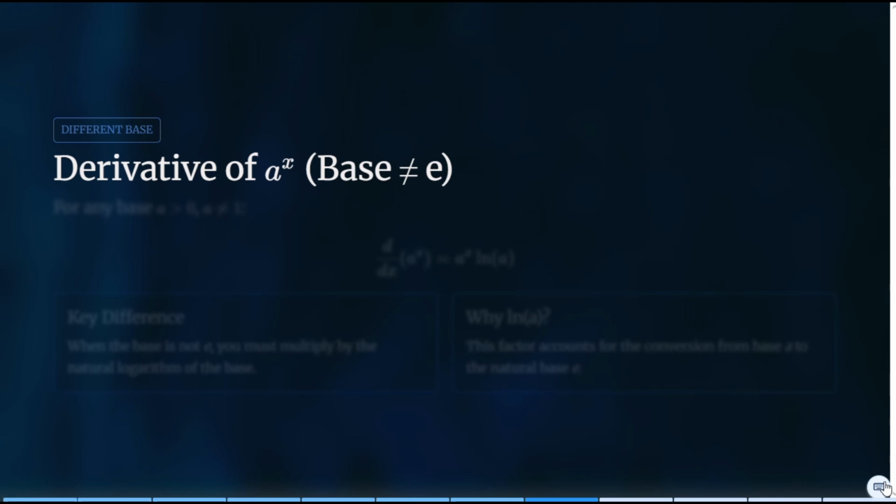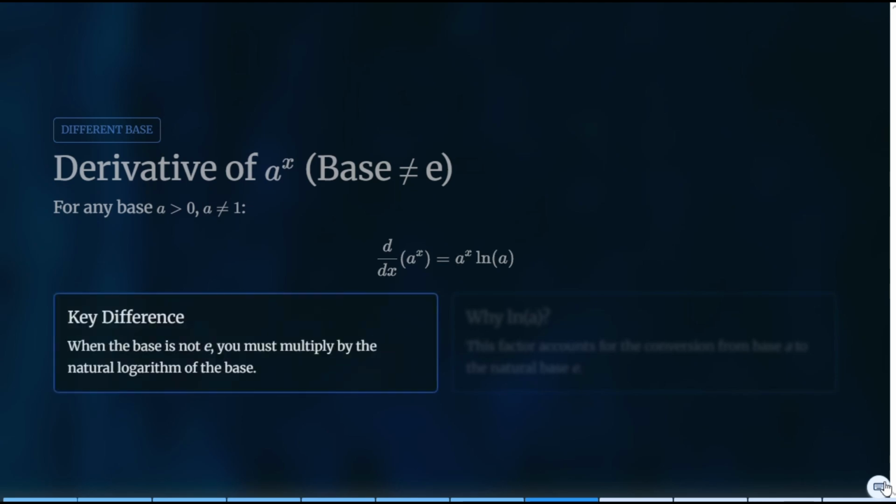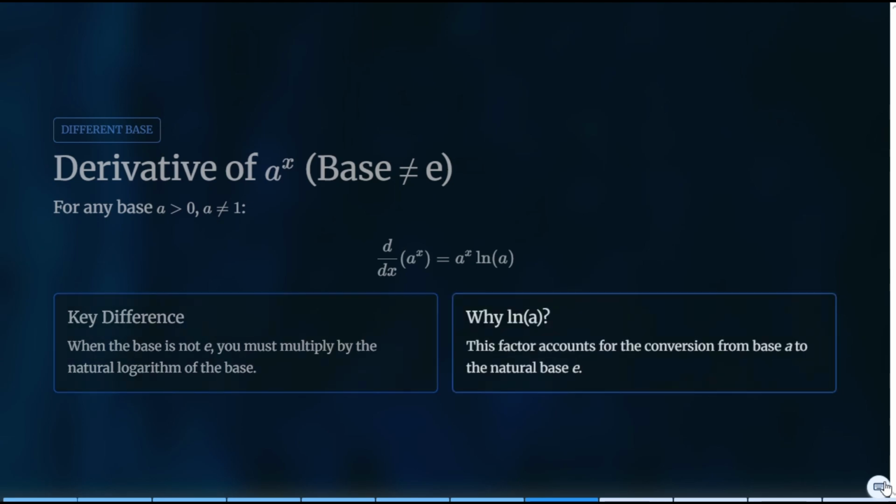Now what if we have a different base? The derivative of a to the power x, that is when the base is not e. For any base a greater than 0, where a is not equal to 1, the derivative of a to the power x with respect to x will be equal to a to the power x times natural log of a. So that's the key difference. When the base is not e, you must multiply by the natural logarithm of the base. And why do we multiply by the natural logarithm? This factor accounts for the conversion from base a to the natural base e.